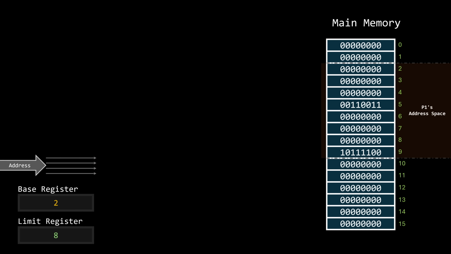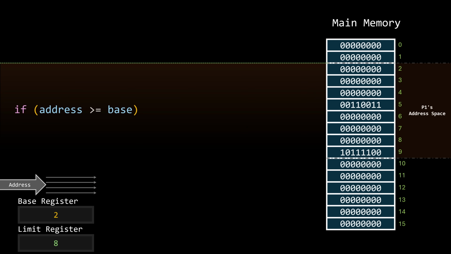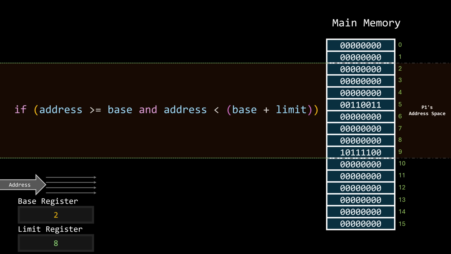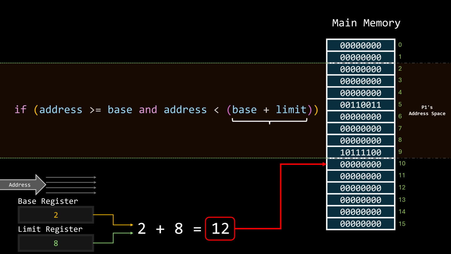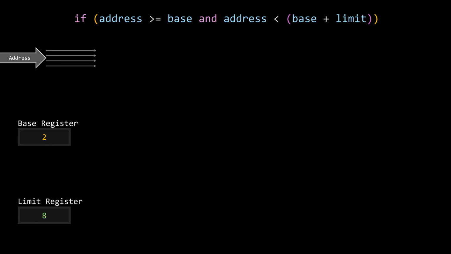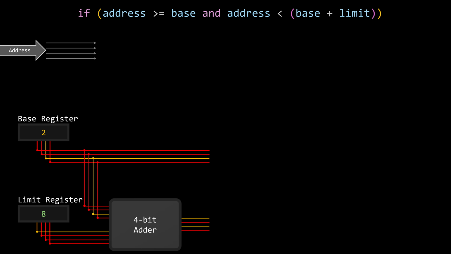In code terms, we're checking whether the address is greater than or equal to the base, and lower than the sum of the base plus the limit. It's the same logic the OS would follow if the check were done in software, but here, we're translating it into hardware. Note that the sum of the base and limit gives the upper bound of the address space, but this bound is exclusive, which is why we check that the address is less than, not equal to, the upper bound. The good news is that calculating this upper bound is as simple as adding the contents of the base and limit registers using a binary adder, which we covered in a previous episode.